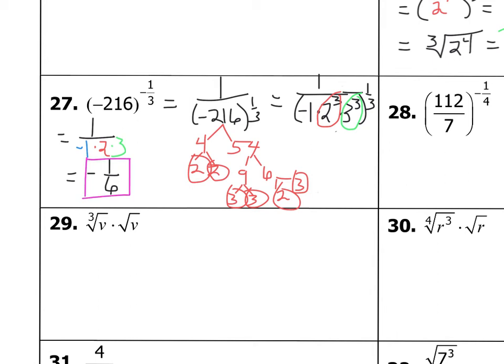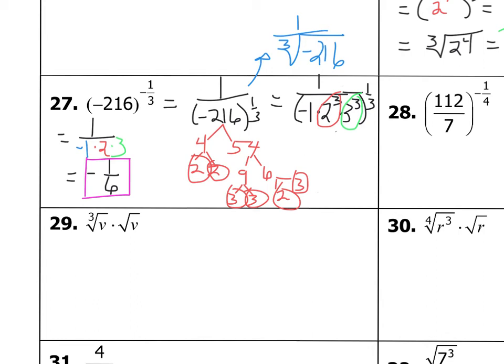You could have changed this right here into its radical form and rewritten this as 1 over the cube root of negative 216 and then prime factored from there, and then circled your groups of 3's. So that is an alternative method to solving that particular one.